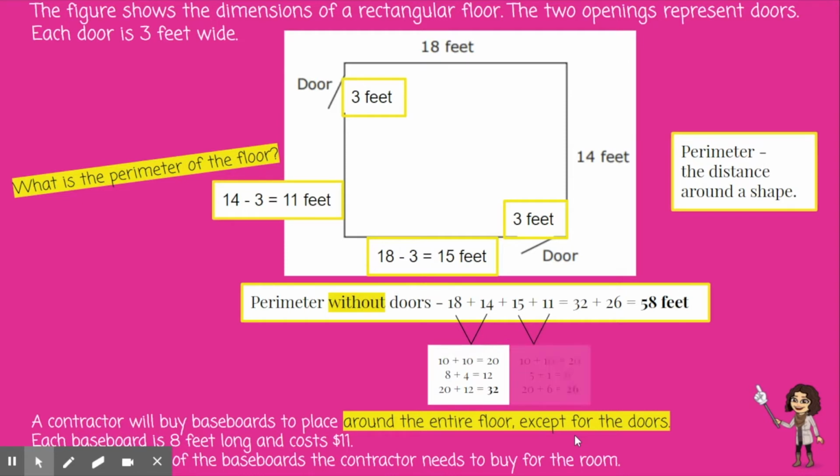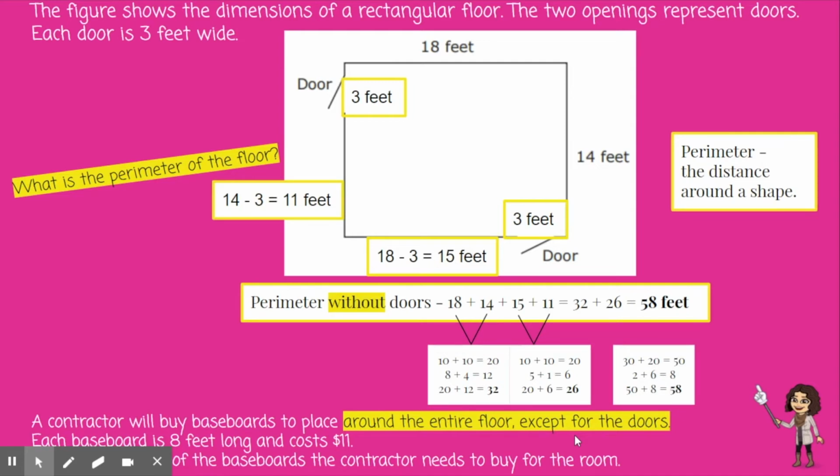And then to add 15 plus 11, again, we could add our 10s plus our 10s. 10 plus 10 equals 20. And our 1s, 5 plus 1 equals 6. And then we can put those partial add-ins together. 20 plus 6 equals 26. And then we could add 32 plus 26.